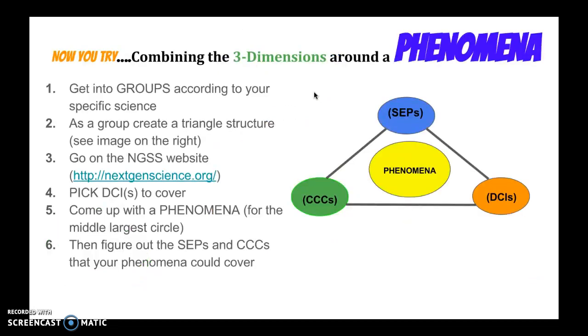So what I'd like for you to do right now is, if you are working in a group setting, get into a small group, use the triangle that we provided in the handout, and put together your own organizer, which hopefully you will use later on in the year. If you are by yourself, do the same thing. Go to the website, follow the steps, pick a DCI, pick a phenomena, and then figure out which SEPs and CCCs would go with your phenomena.